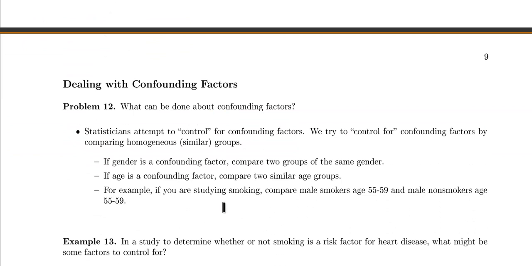So we've talked about confounding factors and why we don't like them. Well, what can we do with them? Statisticians attempt to control for confounding factors. We try to control confounding factors by comparing homogeneous or similar groups. So for example, if gender is a confounding factor, then compare two groups of the same gender. Or if you know that age is going to be messing up your study, compare two similar age groups. For example, if you're studying smoking, you could compare male smokers aged 55 to 59 and non-smokers aged 55 to 59. And then you've taken out gender and the age.